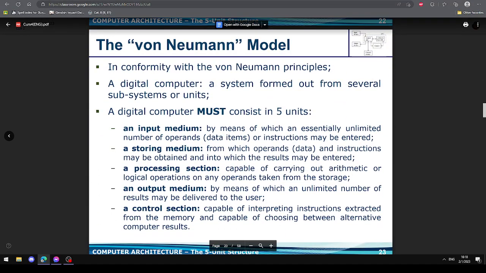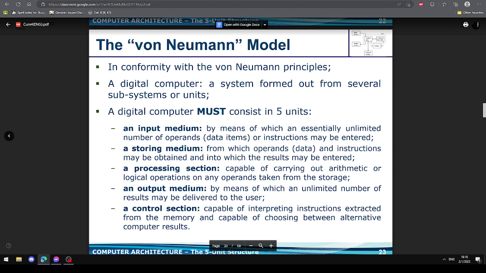The von Neumann model. In conformity to the von Neumann principles, a digital computer is a system formed out of several subsystems or units. A digital computer must consist of 5 units: an input medium, a storing medium, a processing section, an output medium, and a control section.